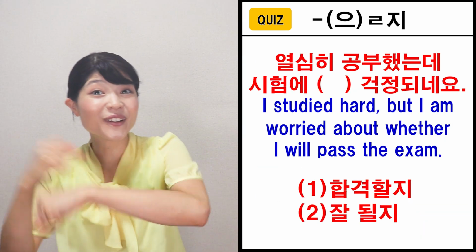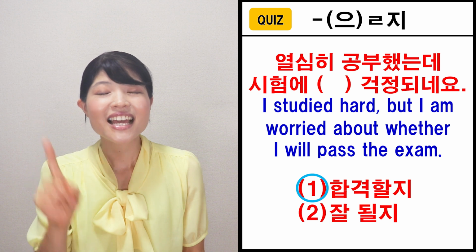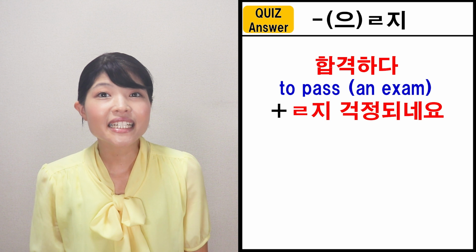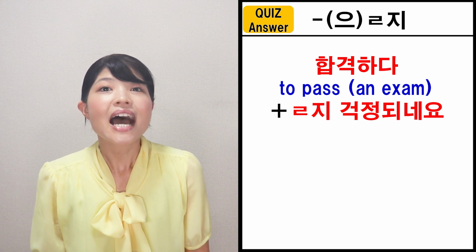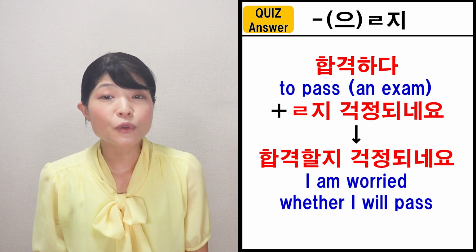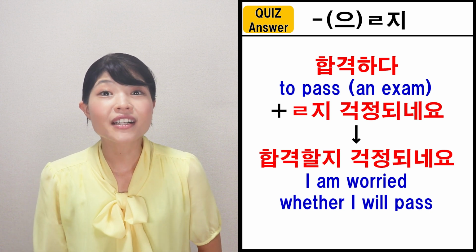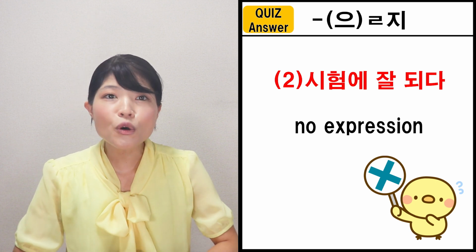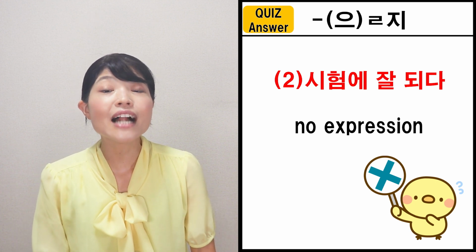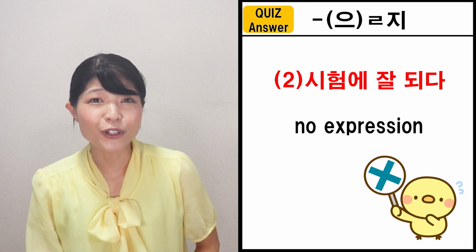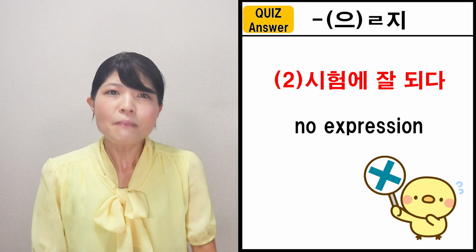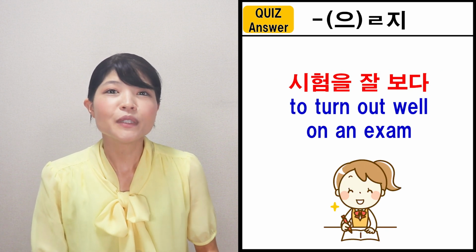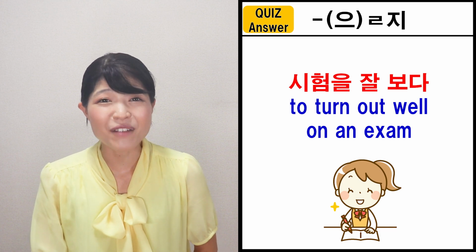The correct answer is number 1. 합격하다 is to pass an exam. You add 리을지 걱정되네요 to make 합격할지 걱정되네요. I'm worried whether I will pass. Number 2 is the wrong expression because there is no expression like 시험에 잘 되다. So please be careful. If you chose this one, maybe you were confused with 시험을 잘 보다, which is to turn out well on an exam.